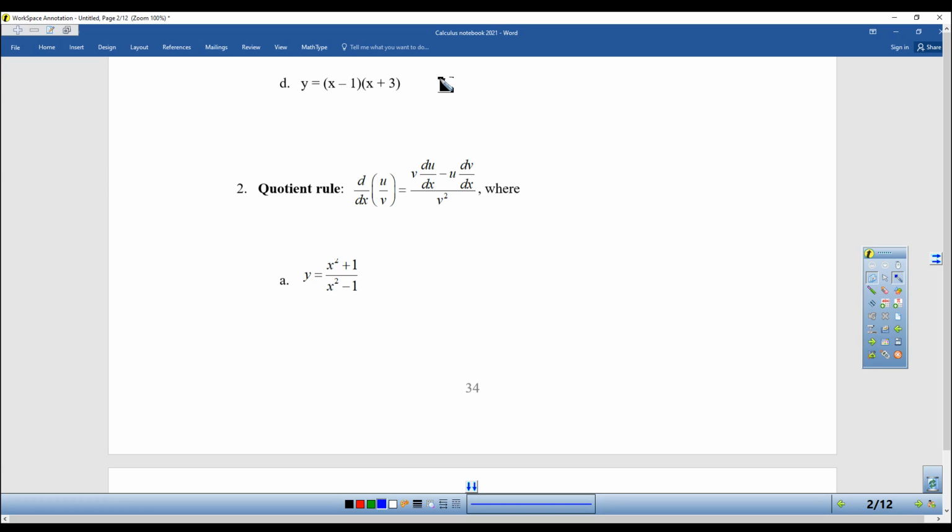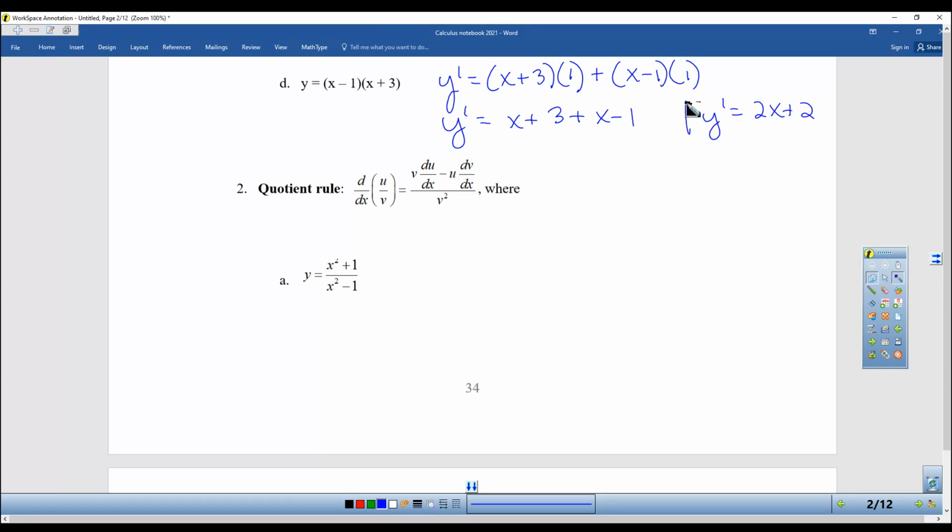Last one. Y prime is equal to the second times the derivative of the first plus the first times the derivative of the second. Y prime is equal to x plus 3 plus x minus 1. Y prime is equal to 2x plus 2. Great, that's the product rule.